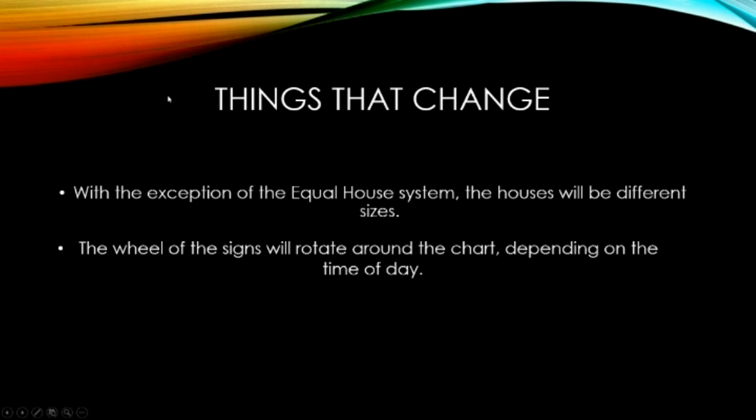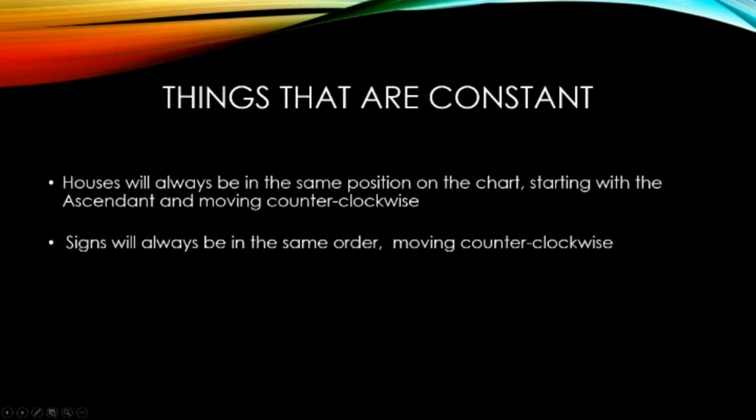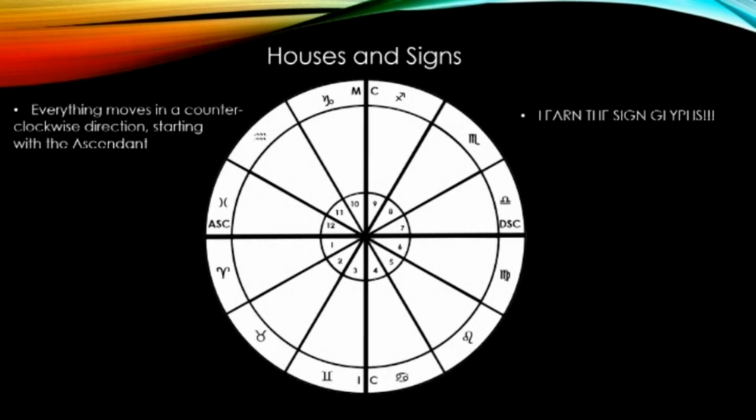And another thing that will change is that the wheel of the signs will rotate around the chart depending on the time of day. Let me back up for a second here. Okay, so you see this wheel of the zodiac with the signs always in this order. They always go Aries, Taurus, Gemini, Cancer, Leo, Virgo, Libra, Scorpio, on, okay?